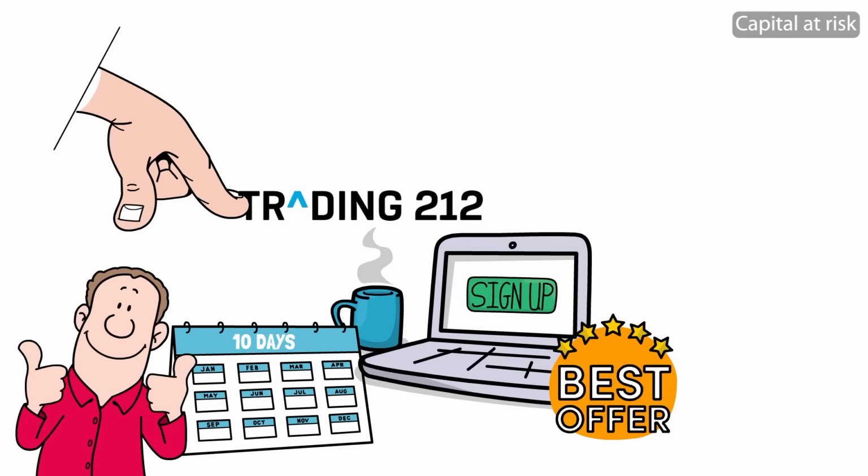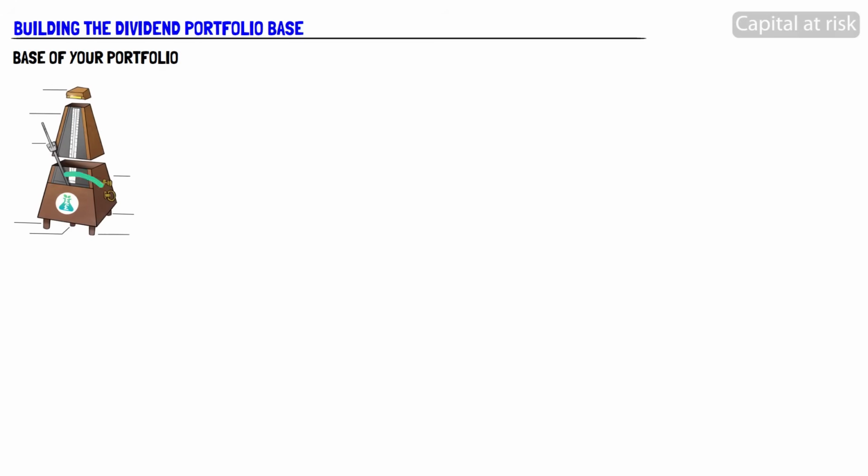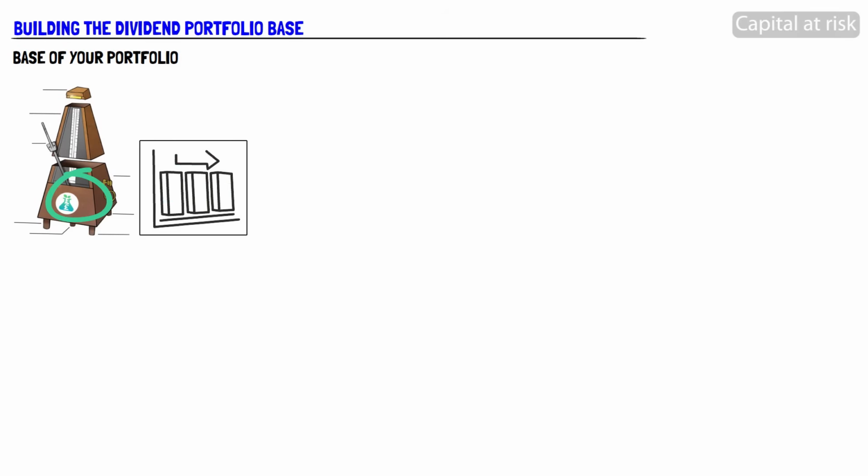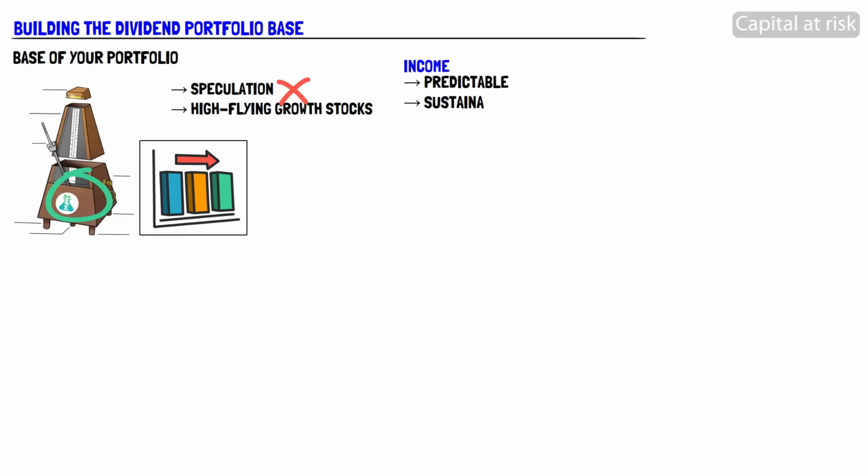But that still leaves the question, how do you do it? Building the dividend portfolio base. The dividend income that supports your MVL comes from what I call the base of your portfolio. Think of it like the bottom of a metronome, the part that stays stable. This base isn't about speculation or high-flying growth stocks. It's about income: predictable, sustainable, and comforting income. This part of your portfolio is made up of specific types of investment that are designed to generate regular payouts.